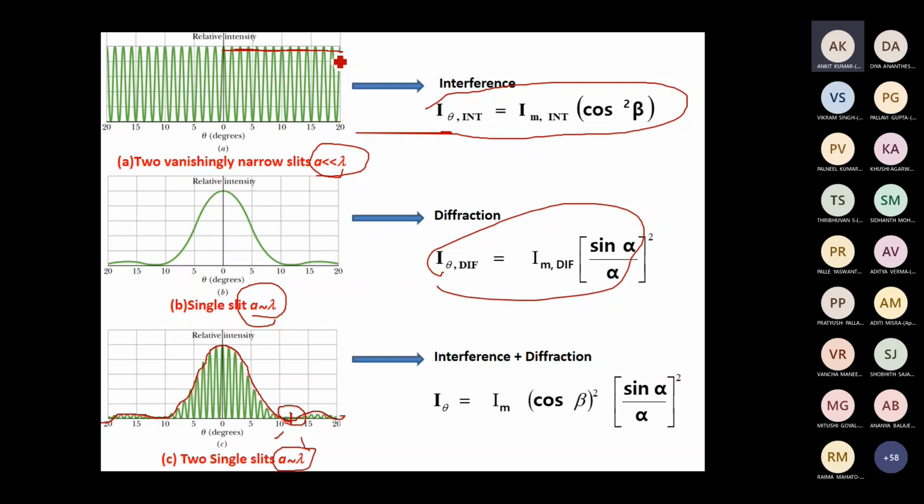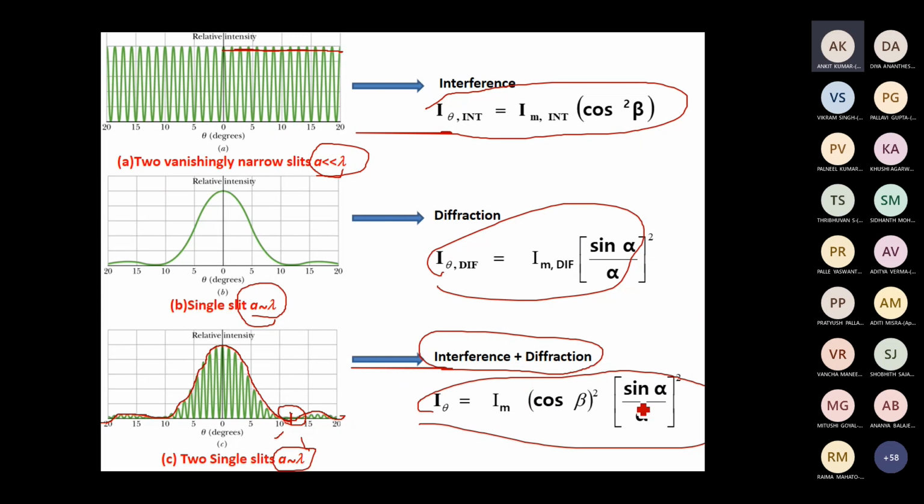Practically speaking, this will not be so. There will be a slight decrease in the intensities of the maxima as you move away from the central maximum, but that is negligible. Under some approximation, we can neglect it, as long as you choose a condition where the slit is almost vanishing. Under that condition, we can neglect the diffraction effect. The moment you choose the width of the slit comparable to the wavelength, you will see an envelope over here. So the combined effect of interference and diffraction is governed by an equation which is put together.